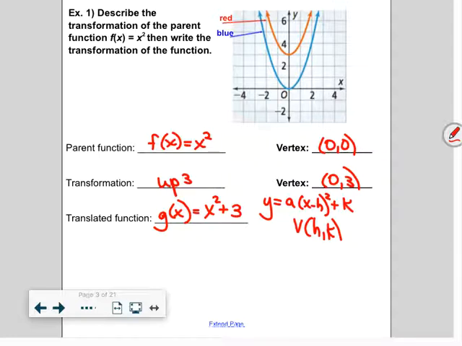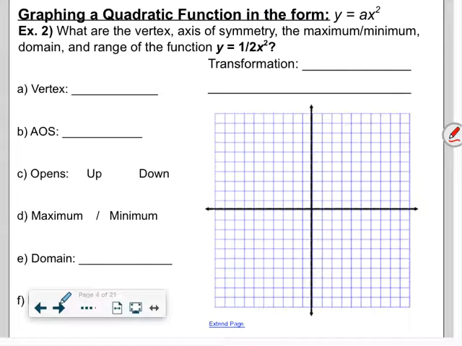And it says, graphing a quadratic function in the form y equals ax squared. So example 2 says, what are the vertex, axis of symmetry, the maximum, minimum, domain, and range of the function y equals 1/2 x squared? So the transformation is that I have a shrink of 1/2.